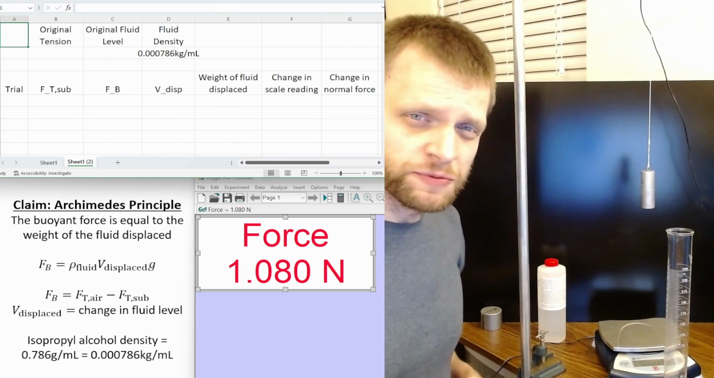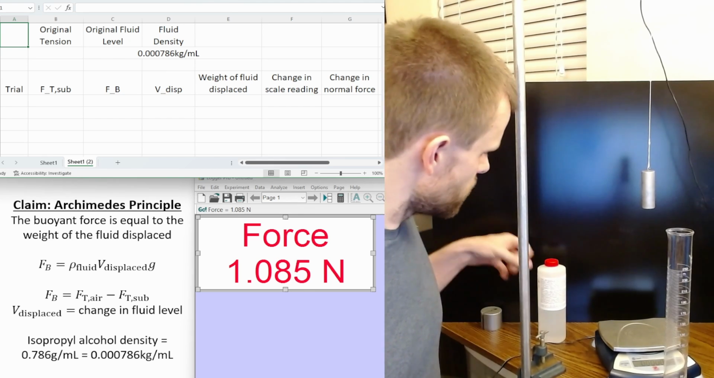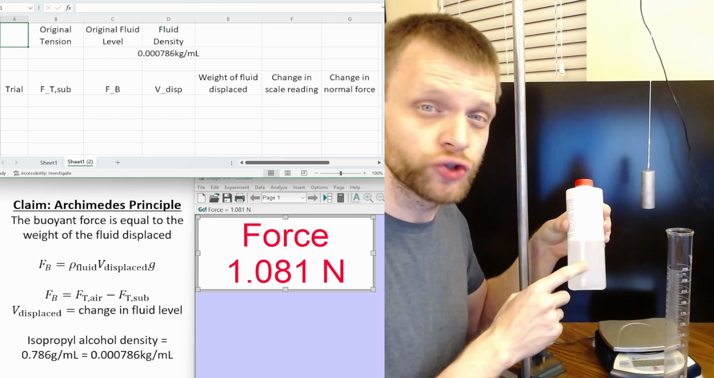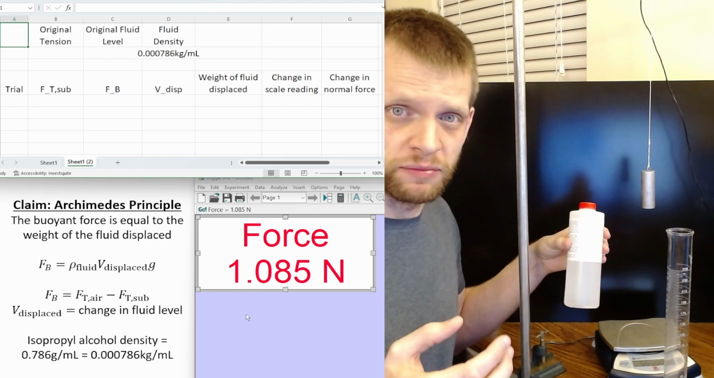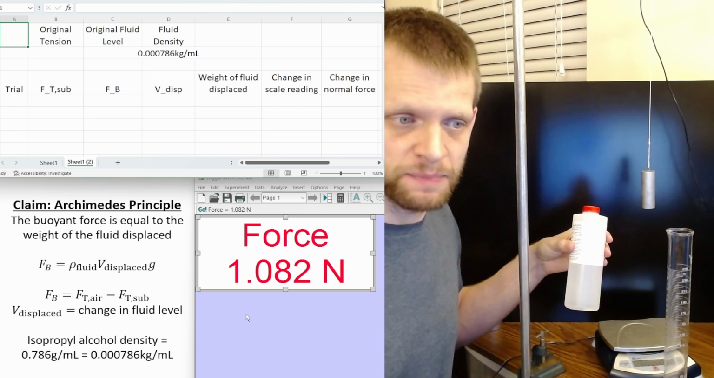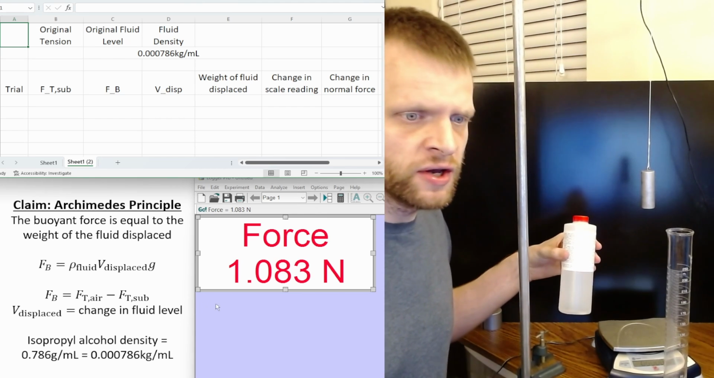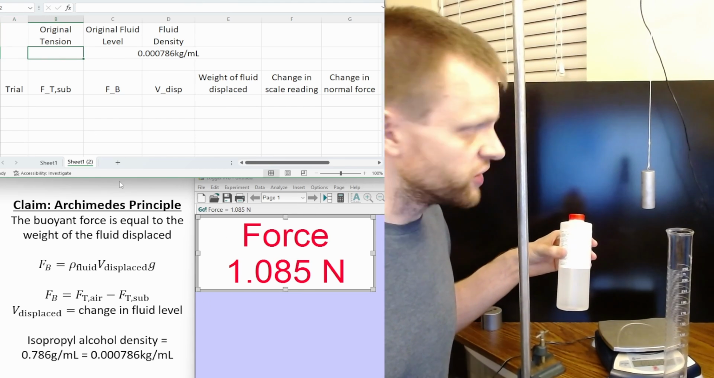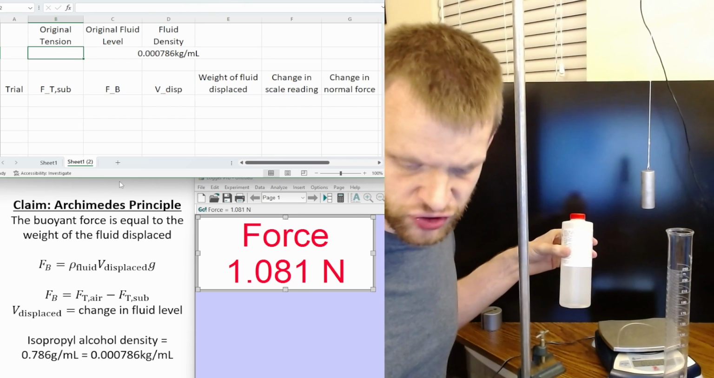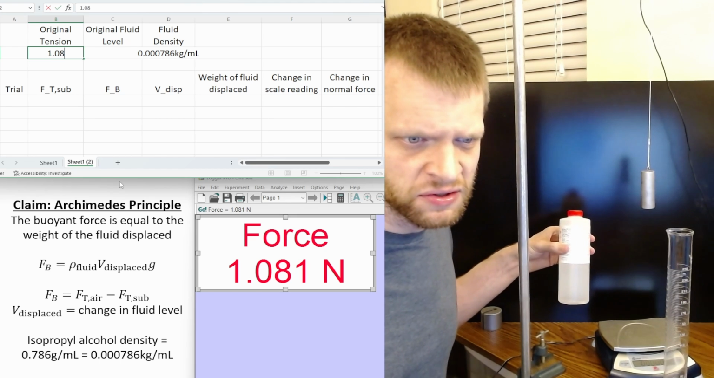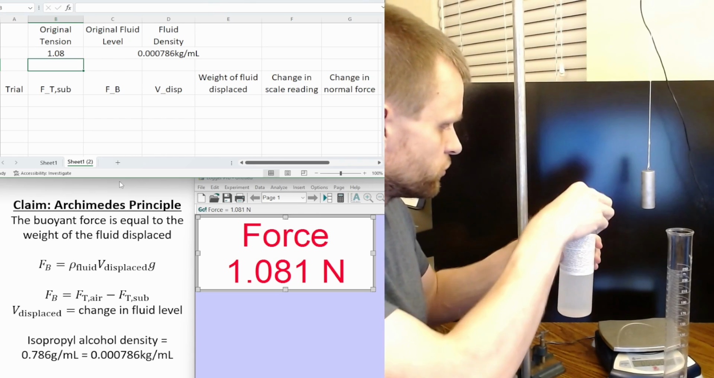So let's try the same kind of experiment, but instead of using water, which had a density of 1 gram per milliliter, I've got some high purity isopropyl alcohol, which has a density of 0.786 grams per milliliter. So let's see if this still has this matchup between the buoyant force and the weight of the fluid being displaced. So the original tension, looks like the calibration might have changed slightly. So let's call this 1.08. Let's still call it 1.08. Seems to be still jumping around there.